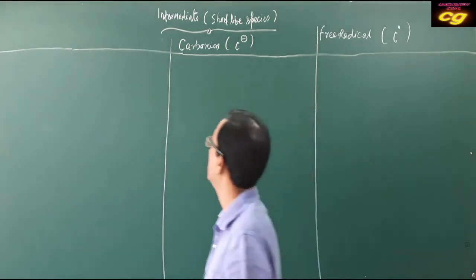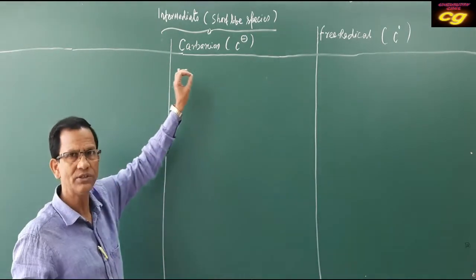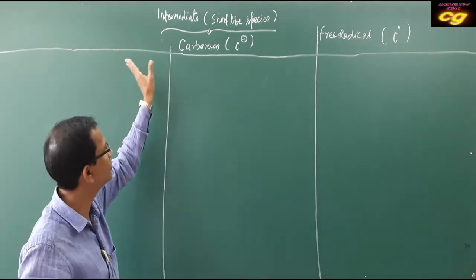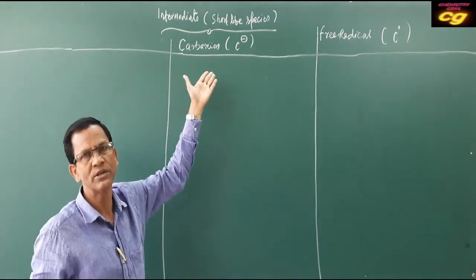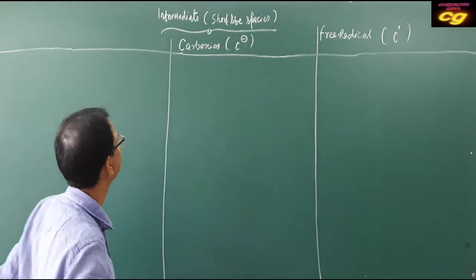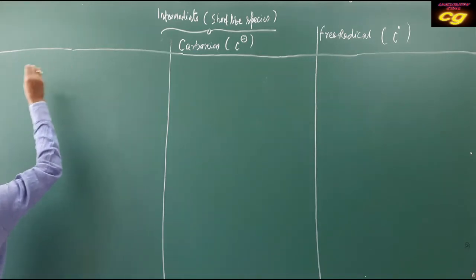Let us discuss. These are short-lived species produced during the progress of the reaction, and during the reaction they are used up, forming the product. And these are very reactive intermediates.